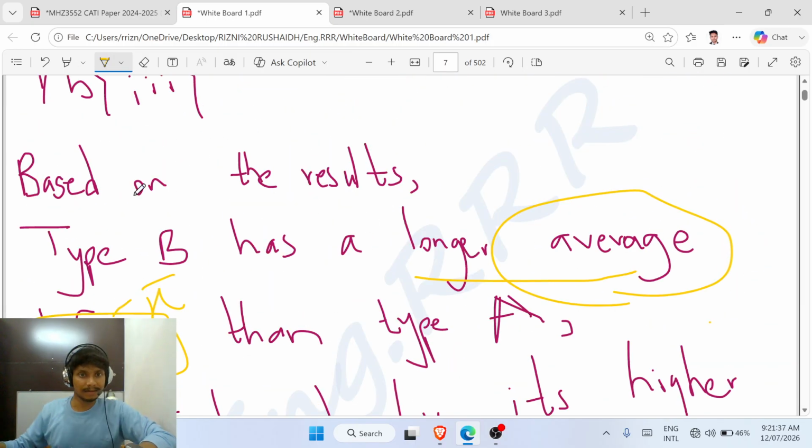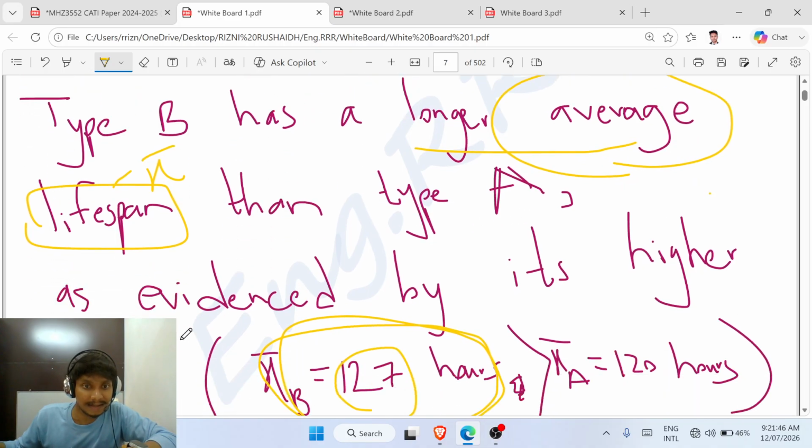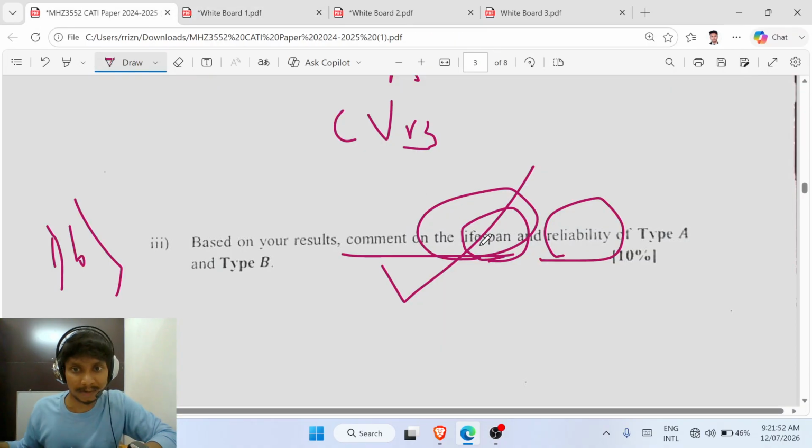Yeah, this is the comment for lifespan. Based on the research, type B has a longer average lifespan than type A, as evidenced by its higher mean. That is, XB bar is greater than XA bar. This is the comment for lifespan. Now we have to comment about reliability.